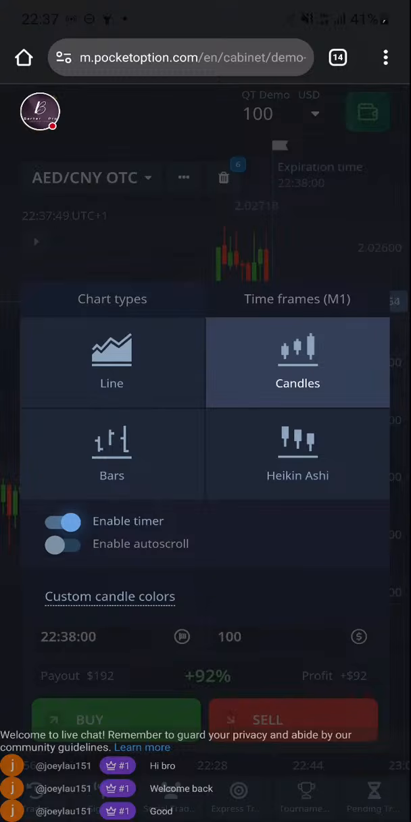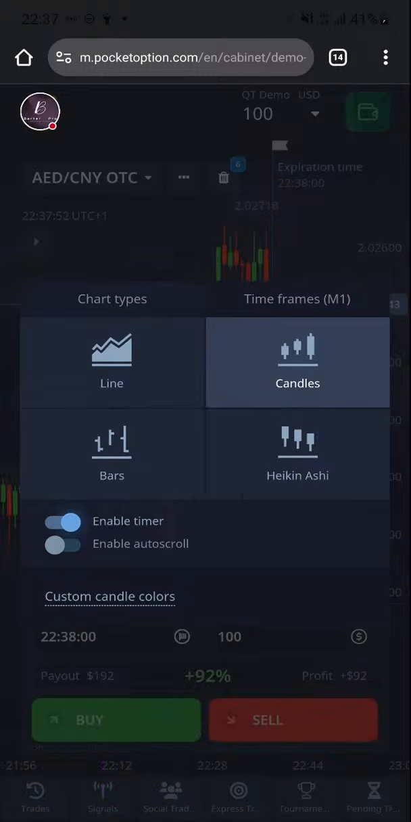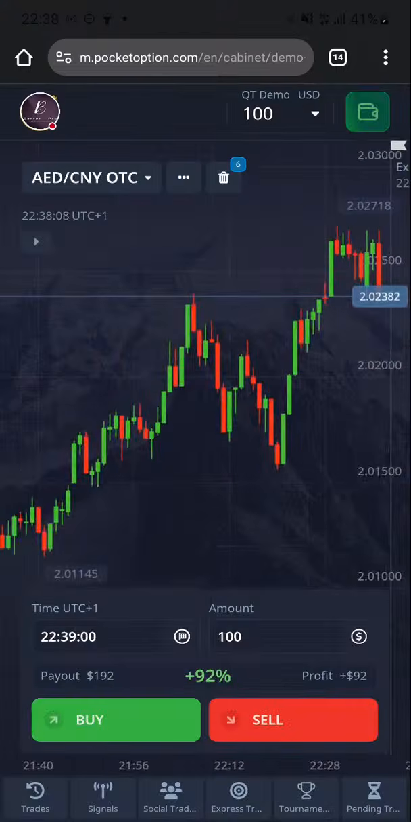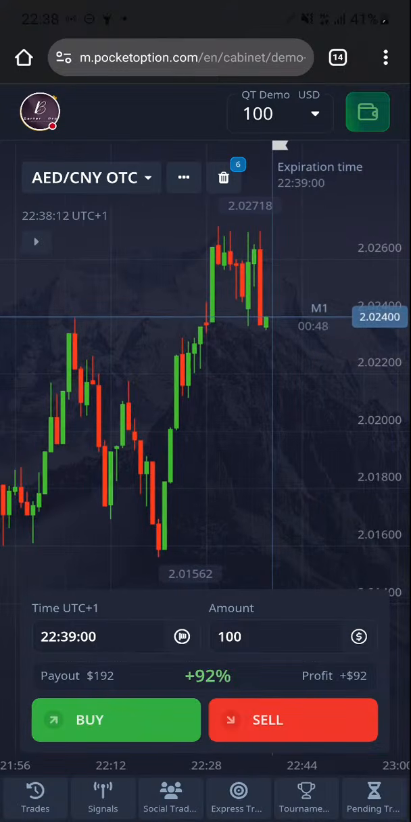So the chart type is candlesticks, and the time frame is 1 minute. Now in the candlesticks, I've enabled the timer and I've disabled this auto scroll thing. You see this auto scroll thing, it can just make somebody go mad. Sometimes it can make someone go insane. So I don't even work with it. I just leave it.